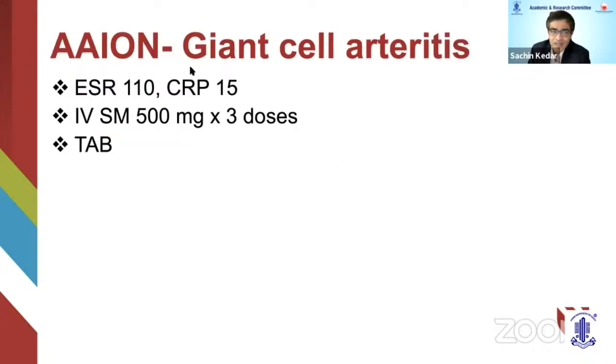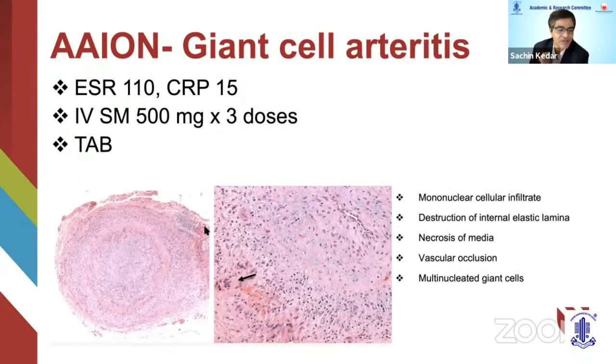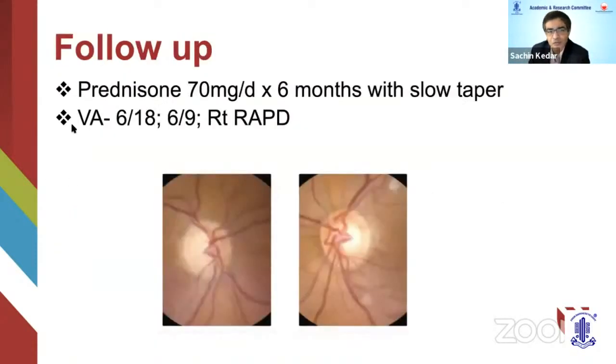Arteritic AION was suspected. She had sky-high ESR and C-reactive protein. She immediately received IV Solu-Medrol, 500 milligrams, 3 doses, and underwent a temporal artery biopsy. As you can see from these pathologic specimens, the artery was occluded by thrombus. There was necrosis of the internal elastic lamina, mononuclear cells, and you can see the giant cells. So this confirmed a diagnosis of giant cell arteritis. She was put on long-term oral prednisone with a very slow taper, and this is before the era of tocilizumab. Luckily for her, and I've not seen this happen many times, her vision improved to 6/18 and 6/9 by about 1 year.